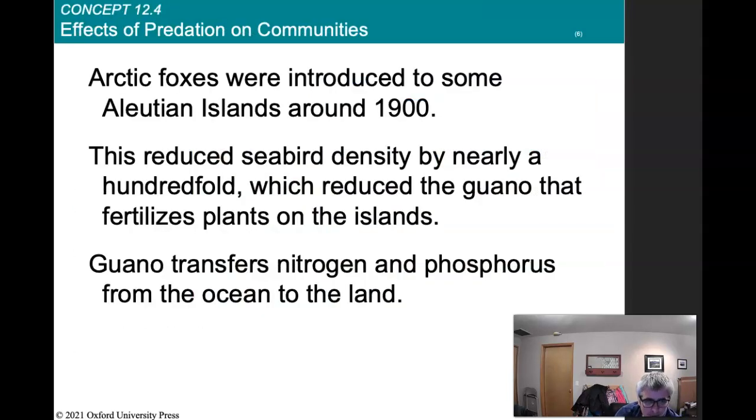This Arctic fox example is kind of interesting. It takes it a couple steps further, as does the goose example coming up. So Arctic foxes were introduced in some of the Aleutian Islands around 1900. So a lot of introductions happened throughout that range. This reduced seabird density by nearly 100-fold. Not shockingly, the seabirds are nesting in that area. They're easy prey for a fox. And then it goes a step further, because it reduces the guano, bird poop, that fertilizes the plants.